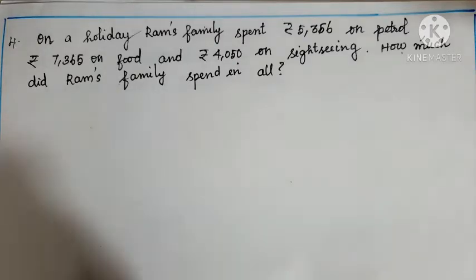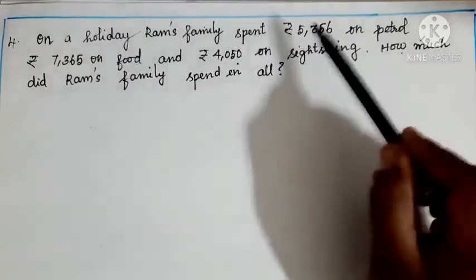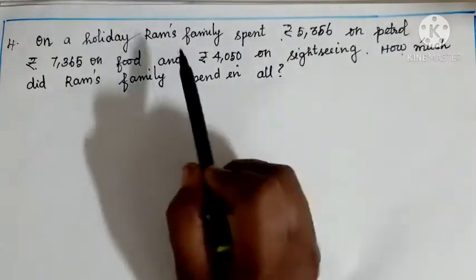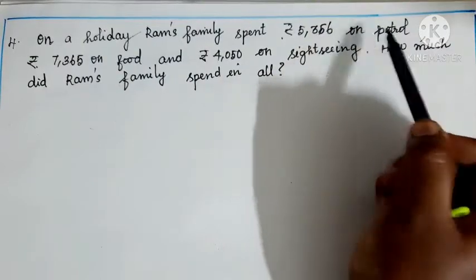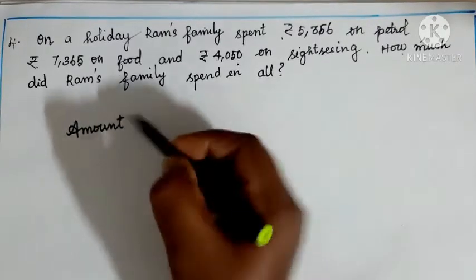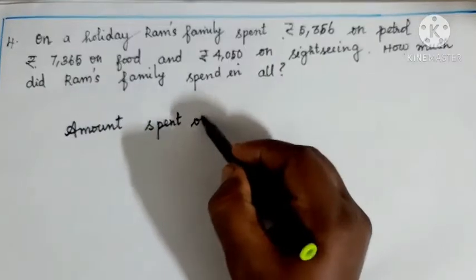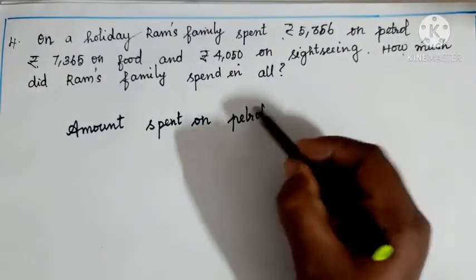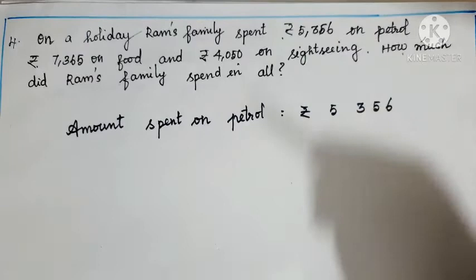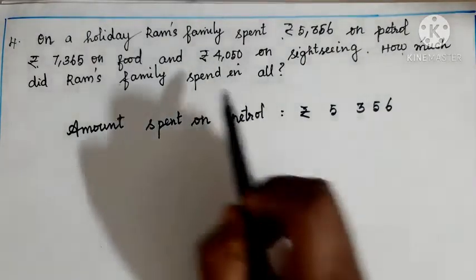So what will we do? How will you write the statement here? What is asked here? It is all related to money, isn't it? Yes. So you should not write number of. So how will you write this? Amount, isn't it? Since this is rupees, you can say it as amount. So what will be your statement? Ram's family spent rupees 5,356 on petrol. So you can write it as amount spent on petrol. You have to write it with rupees. So 5,356.